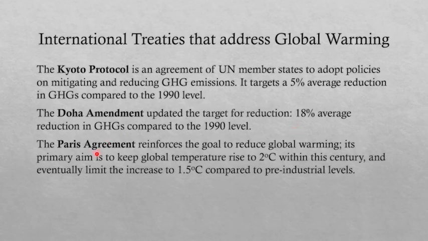And finally, we have the most recent, the Paris Agreement. The Paris Agreement reinforces the goal to reduce global warming. Its primary aim is to keep global temperature rise to 2 degrees Celsius or lower within this century, and eventually limit the increase to 1.5 degrees Celsius compared to pre-industrial levels. If you remember earlier, we have presented scenarios on what would happen if we limit our temperature increase to 2 degrees Celsius or 1.5 degrees Celsius. That would be our best case scenario. Basically, that means that our levels of greenhouse gas emissions are back to 1990 levels. The Philippines is also a signatory to the Paris Agreement.